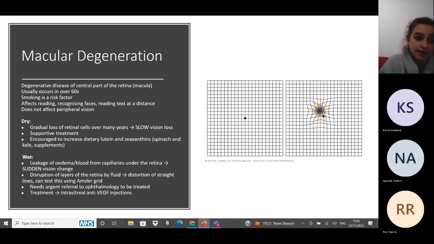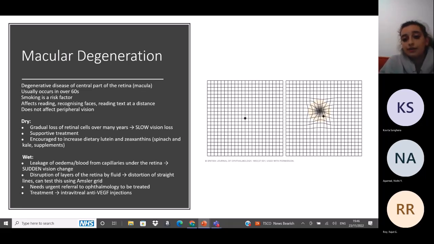And wet macular degeneration is caused by a leakage of edema or blood from capillaries under the retina. So you get this sudden change, and because the layers of the retina are being distorted by this excess fluid and edema, the straight lines then look blurry.